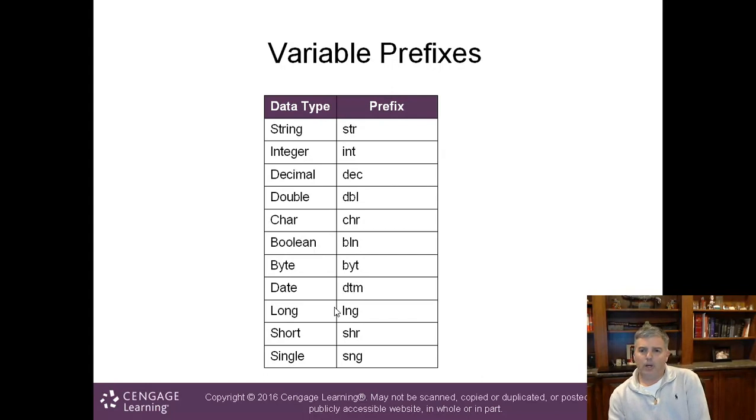Okay, so when we are declaring our variables, this is a naming convention we're going to use. For strings, str, for integers, int, for decimals, dec, for doubles, dbl. So the rest of these we probably won't be using in this chapter, but you have a reference to go back to in the book so you know which ones to use when you get to it. And you can always ask me if you're not sure of the variable prefixes. So these are our naming conventions, just like we have on our objects.